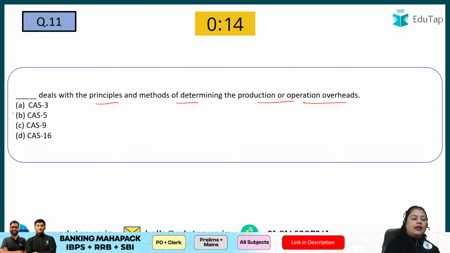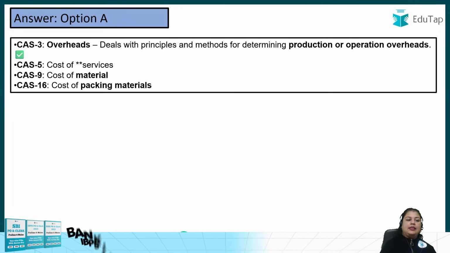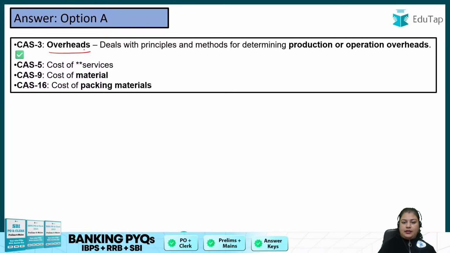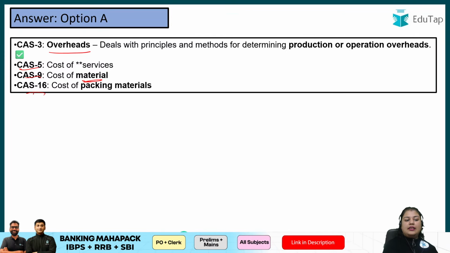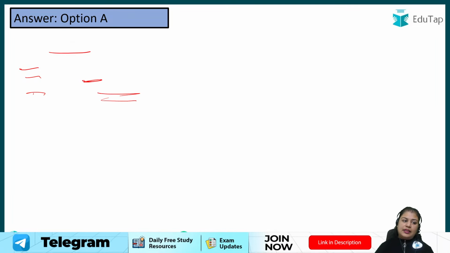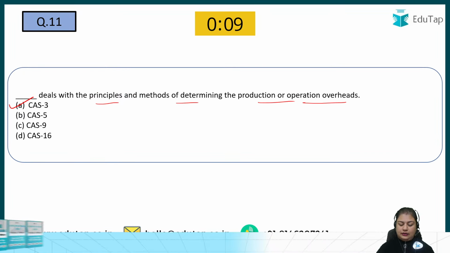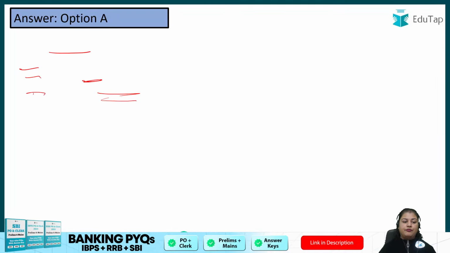Yes, it would be cost accounting standard 3. Everyone who has answered it correctly, very good. So option A, CAS 3, is the overheads. Okay. Now CAS 5 belongs to what? It belongs to cost of services. CAS 9 belongs to what? Cost of material. CAS 16 is for the cost of packaging material, right? So CAS 3 is the correct answer, right? For 11 it is option A, CAS 3.